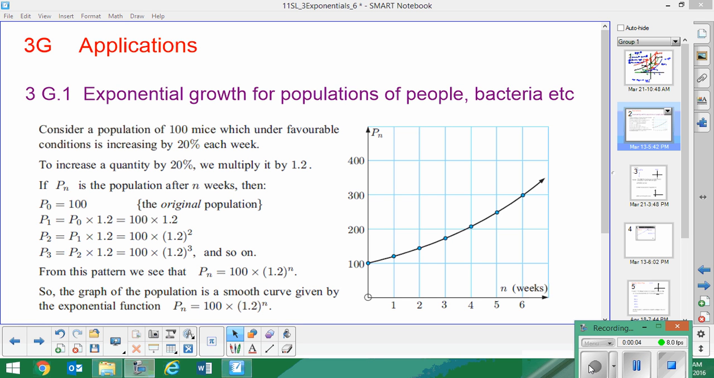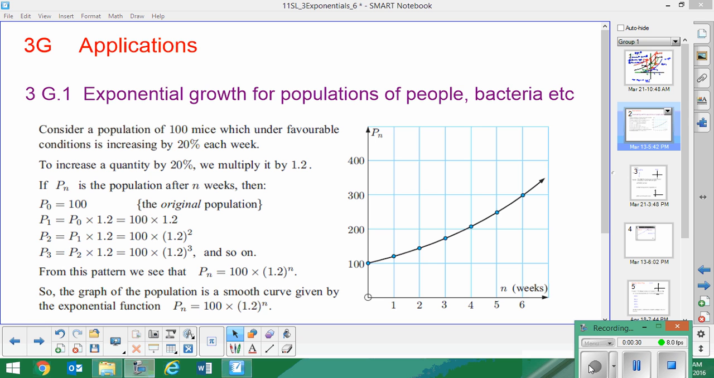Year 11 IB. Today we're looking at applications of exponential functions. The first example is exponential growth, and then the second part of the section looks at exponential decay. So exponential growth is where we see the growth of any sort of populations, be it people, bacteria, anything where things are multiplying.